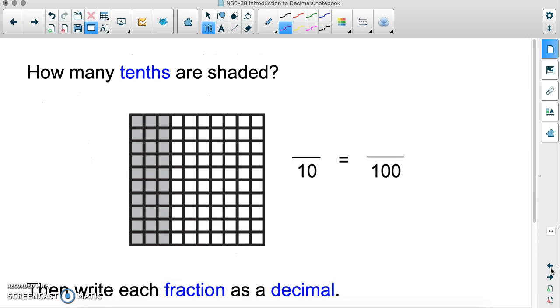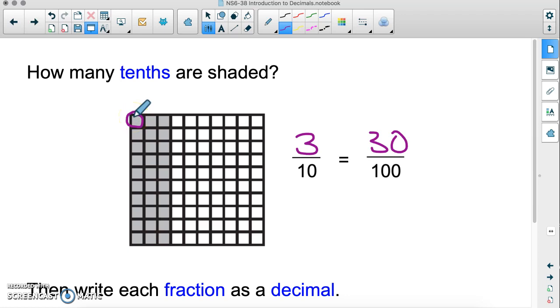If we look at this picture, how many tenths are shaded in? Well, we have 1, 2, 3 tenths completely shaded in. Each column that we have is 1/10, and we have 3 columns, so 3 tenths. Then how many hundredths are shaded? If we counted each of these individual blocks, we would count 10, 20, 30. So we have 30 hundredths shaded. Remember, 1/100th is 1 cube.